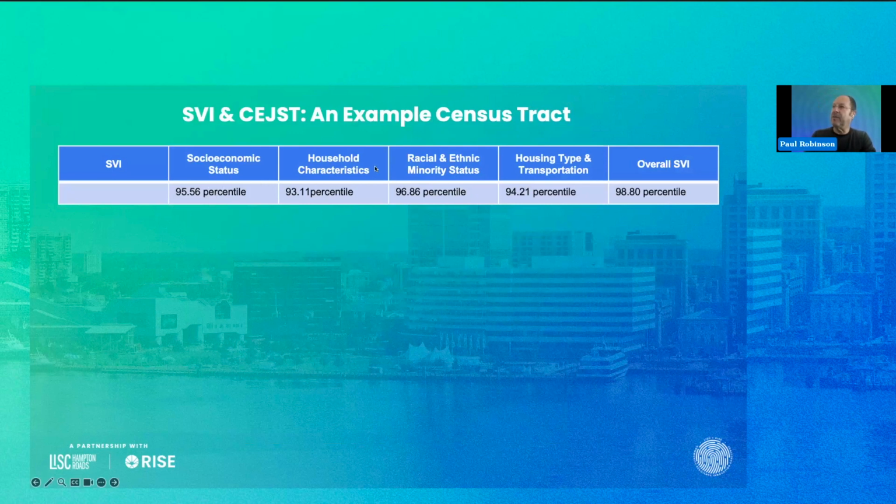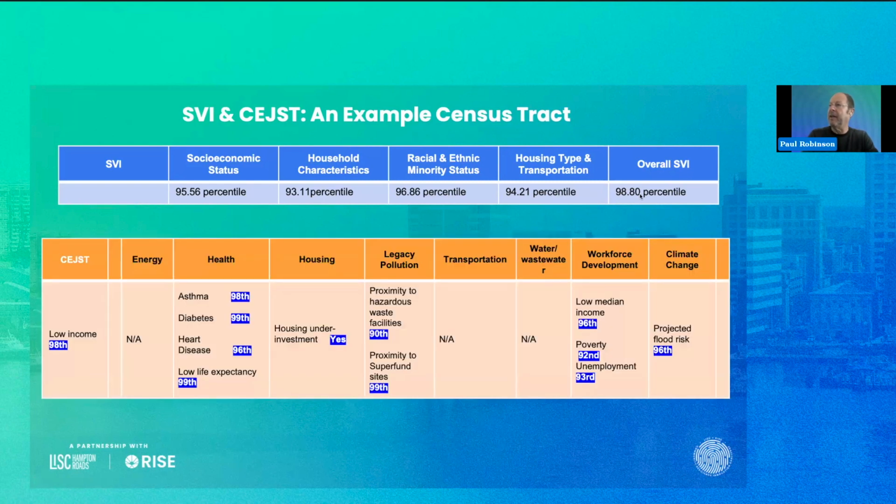For each one of the themes here, socioeconomic status, household characteristics, racial ethnic minority status, housing type and transportation, they have numbers associated with it. Again, over 90 shows vulnerability, and in each one of these four themes, they can be put together into an overall SVI number, and that's one for a fairly vulnerable census tract in our area. And again, this is the CEJST numbers. Sometimes the numbers are inapplicable; they don't apply for a number of reasons, but other times you see them here in the table.